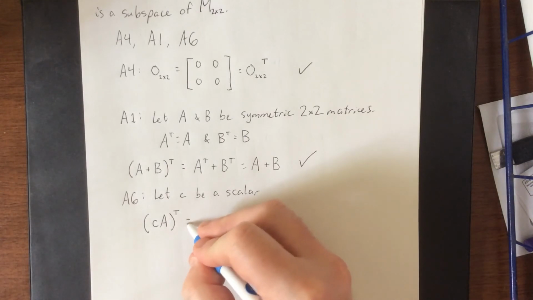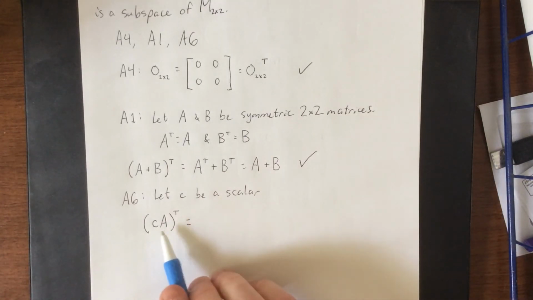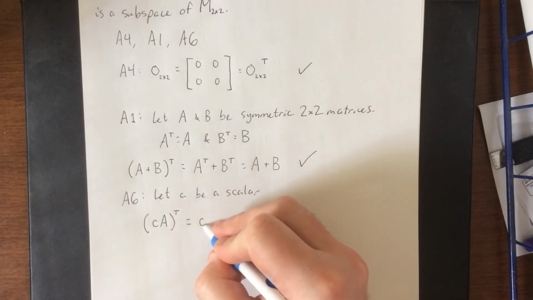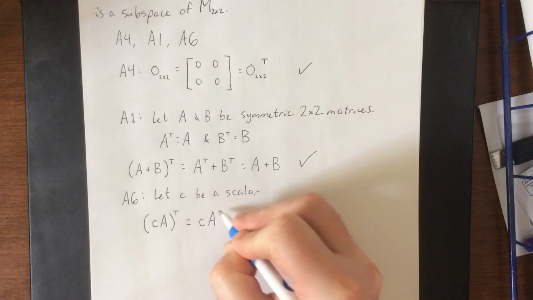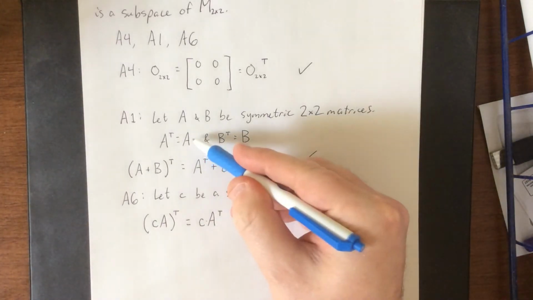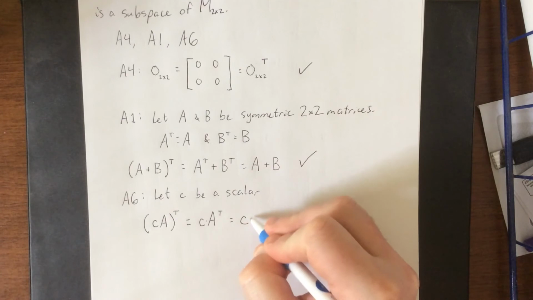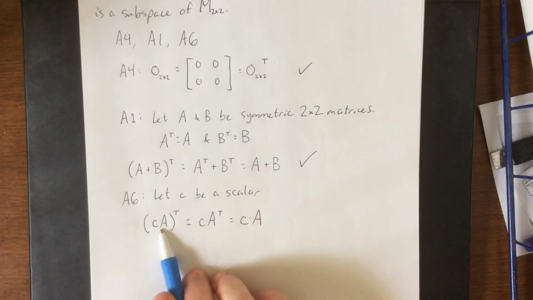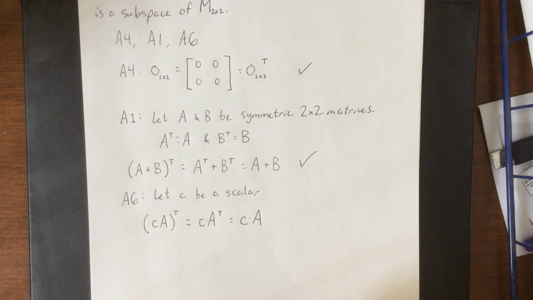Now there is a property of transposes that says that if you take the transpose of a scalar multiple of a matrix, that's the same as taking the transpose of the matrix first and then multiplying by the scalar. However, because A transpose is equal to A, this will be equal to C times A. Therefore, we just showed that the transpose of C times A is the same as C times A. Therefore, C times A is also a symmetric matrix.